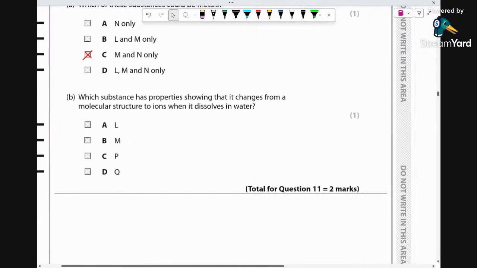Which substance has properties showing that it changes from a molecular structure to an ionic one when dissolved in water?